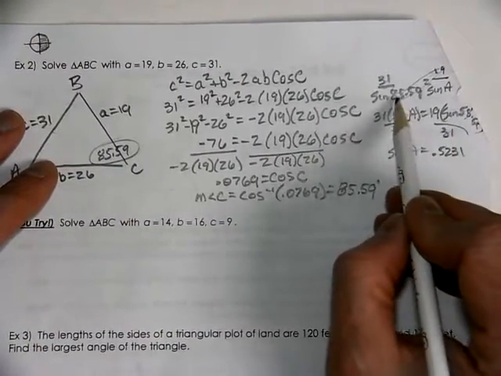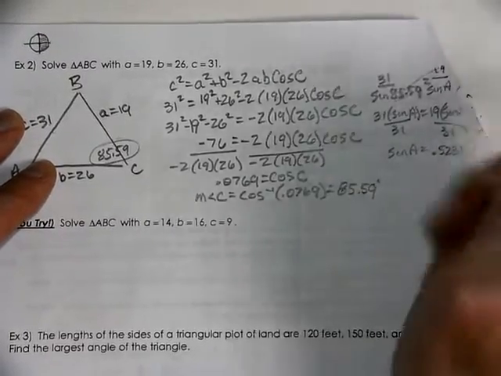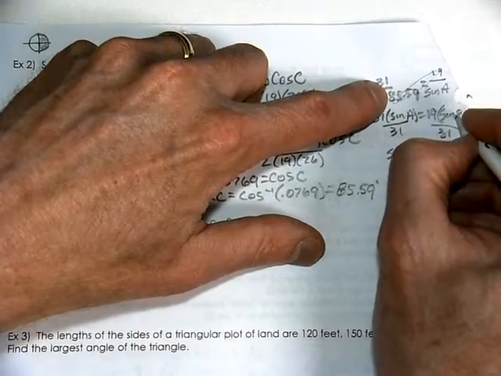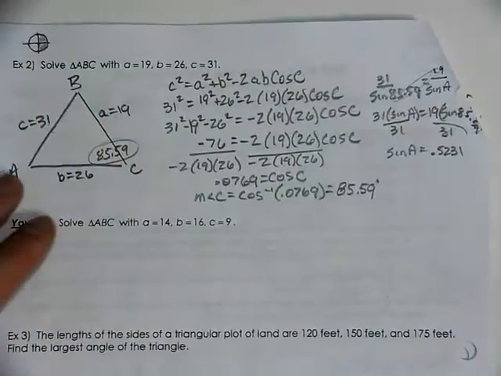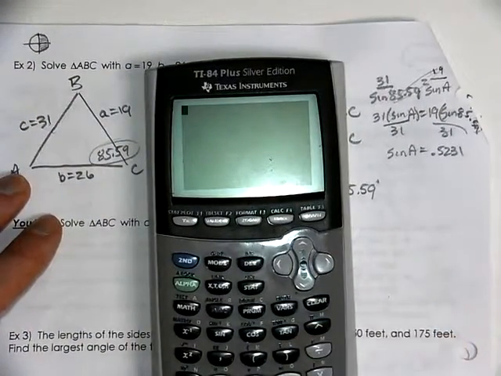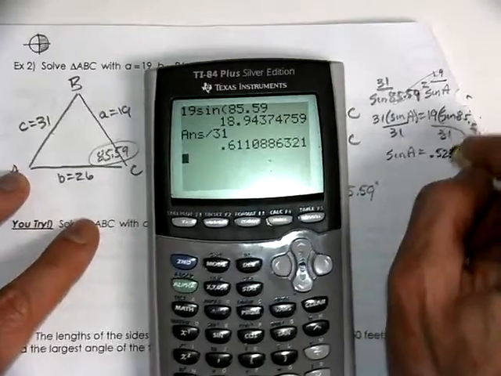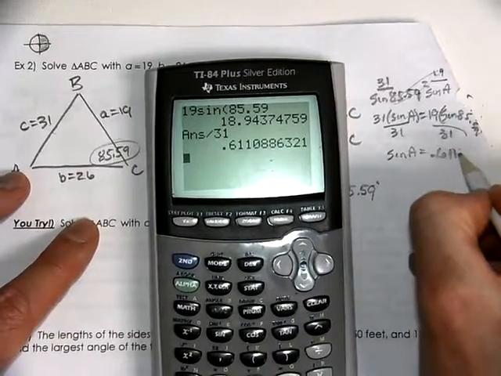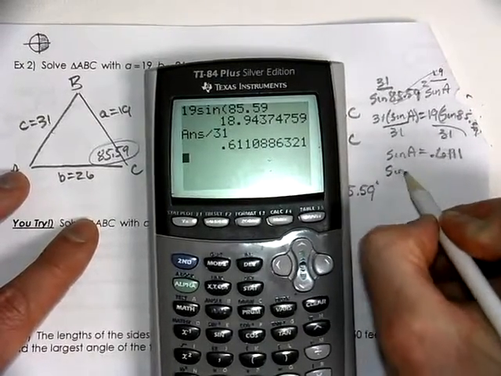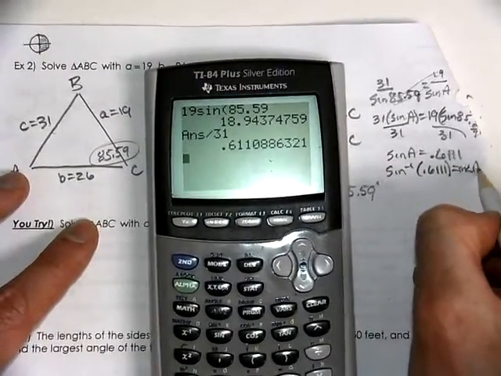Okay, there could be a mistake in here. This is 85, not 58. Got to keep your numbers straight. 85, 59. So in my calculations, I need to be sure to use that. 19 times the sine of 85, 59. That's better. Divided by 31. That's going to give me, sorry about that, 0.6111 actually. So my sine inverse of 0.6111 is the measurement of angle A.